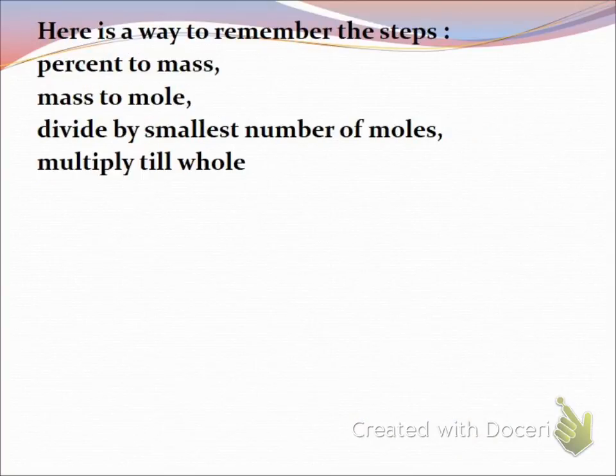Okay, so the basic steps are you're going to convert percent to mass, mass to mole, divide by the smallest, and then multiply till you get a whole number. Sometimes your data will be given to you in grams, like you have this many grams of carbon in the sample, this many grams of hydrogen, etc. Sometimes it will be given to you as a percentage, like the sample is 25% carbon. So what you would do to go from percent to mass is you are going to assume 100 grams. Because if you assume 100 grams and you have 25% carbon, how many grams of carbon do you have? 25. Yeah, so it makes it easier. So if they don't give you a sample size and they give you percentage, just assume 100 grams.